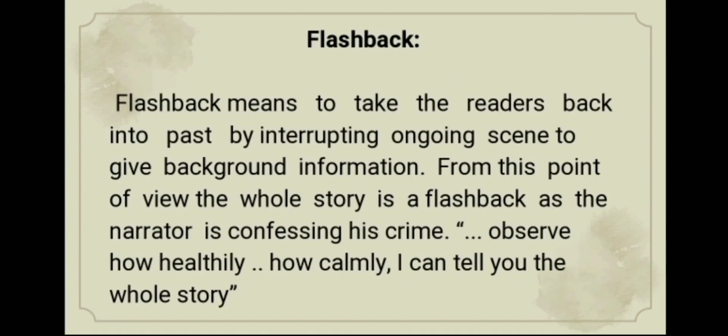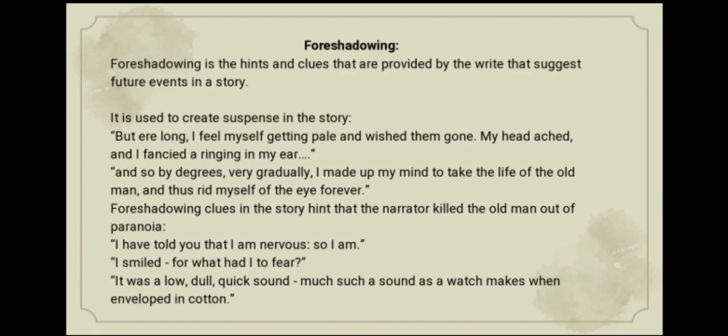Next, let's have flashback. Flashback means to take the readers back into the past by interrupting the ongoing scene to give background information. From this point of view, the whole story is a flashback as the narrator is confessing his crime. "Observe how healthily, how calmly I can tell you the whole story." This is the line that is evidence that the story is a flashback of the narrator's past.